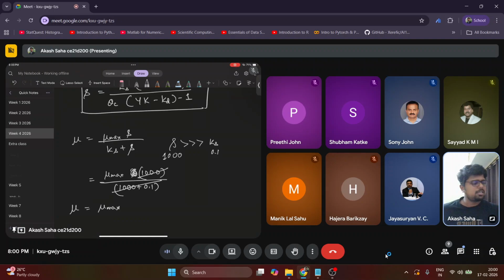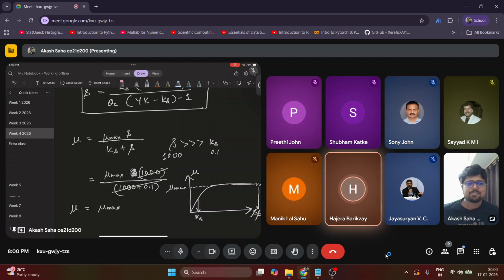If you see this graph, it is something like this, with respect to S and mu. Suppose your Ks lies somewhere here, and we are taking some S value very far away from here. It means that our mu value has already achieved the maximum value. That is why mu becomes equal to mu max. Are you able to understand what I am trying to say?